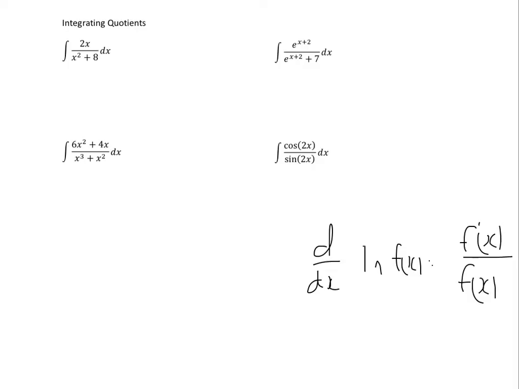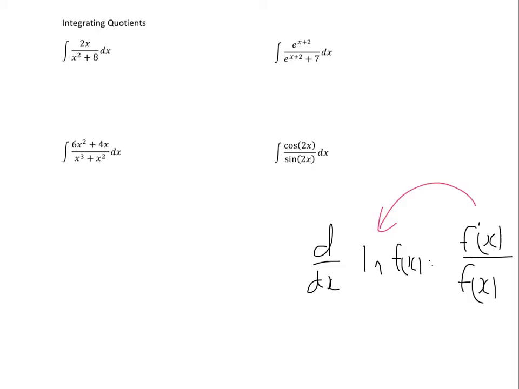Okay, so when you're looking at quotients, there's a couple of options that can happen, but you need to also be aware that when we differentiated the natural log of a function, we actually ended up going to the function's derivative over the function. So if we're integrating, we want to go this way. If you ever see a function whose derivative is divided by the function, you can quite simply use the natural log.